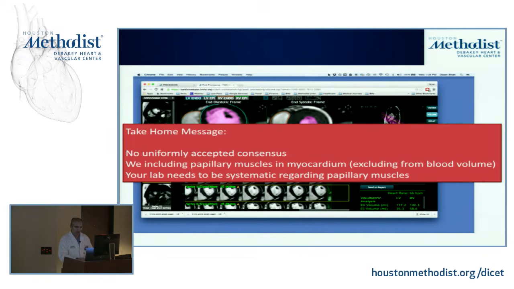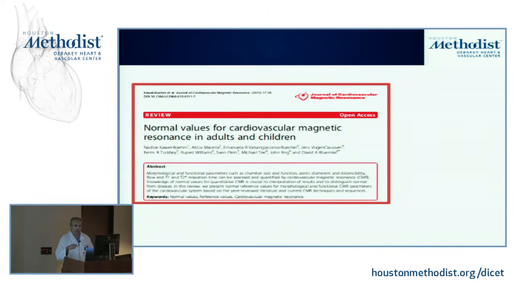So a couple of things to keep in mind is that for your laboratory, before you start, you want to practice on normal volunteers, right? To make sure that the way that you're doing the tracing, the way that all of your techs are doing the tracing, is the same. And the advantage when you're doing it on normal volunteers is your LV volume should equal your RV volume, right? Because the stroke volume of the LV and the stroke volume of the RV should be the same.